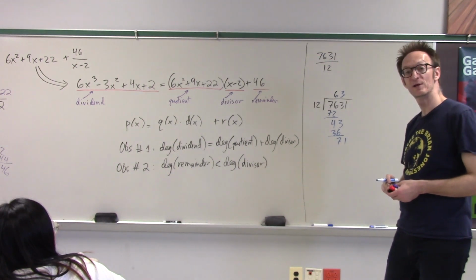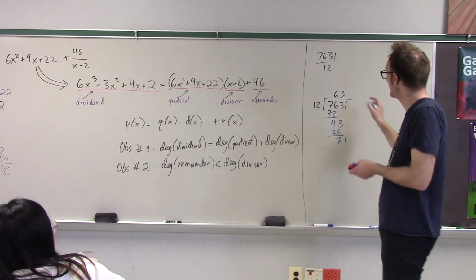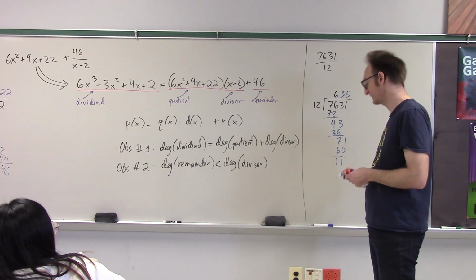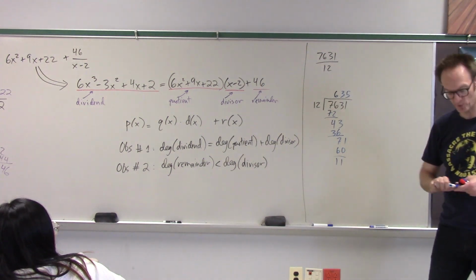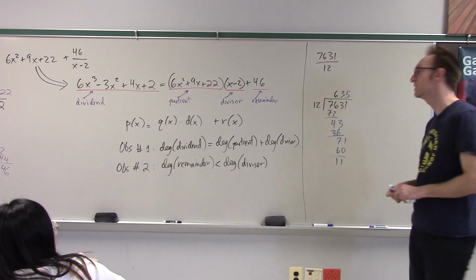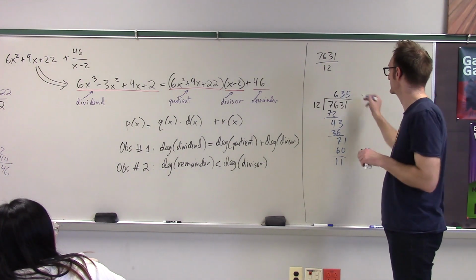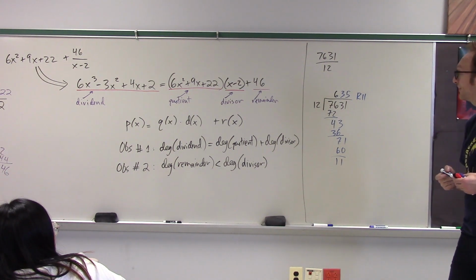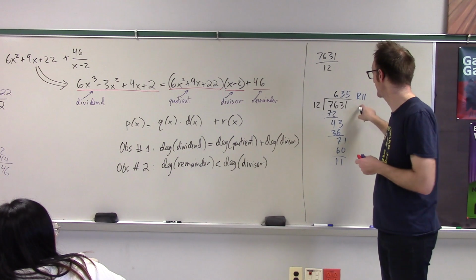Yeah, only 5, like almost 6, but not quite, 5. And so then you get 60, and you subtract and you get 11. And it's possible if you were in a certain grade, I don't know when, you would actually just give your final answer as 635, like R11. You know, at some point they tell you to do that, right? Okay, but really, what does it mean to have this remainder 11?